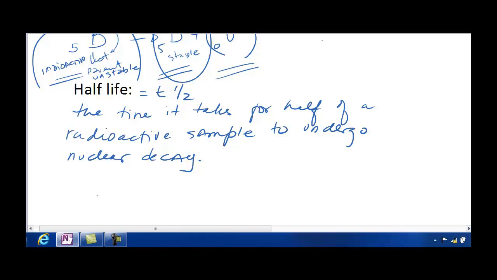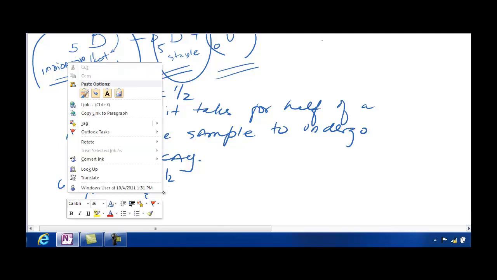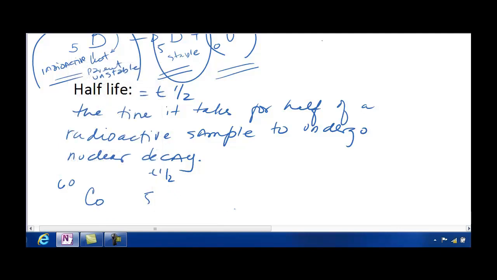If it's cobalt, the half-life of cobalt-60, which is used in chemotherapy, is 5 years. My mom died of cancer, and she was treated with cobalt-60. So it's on the order of years.